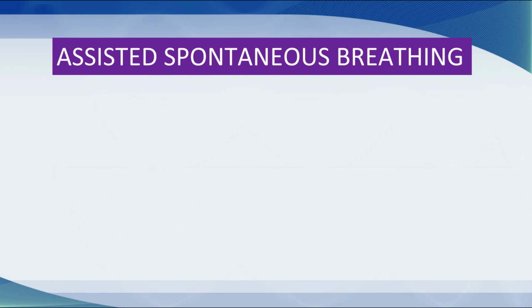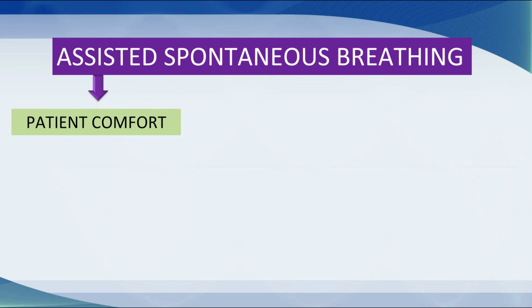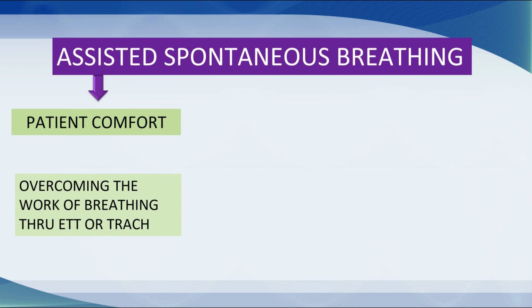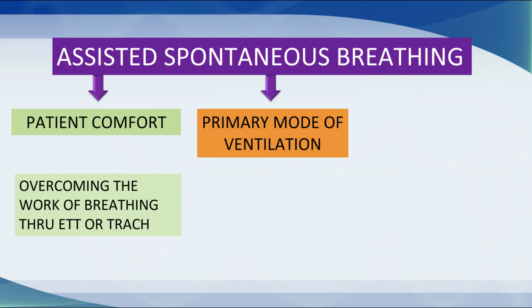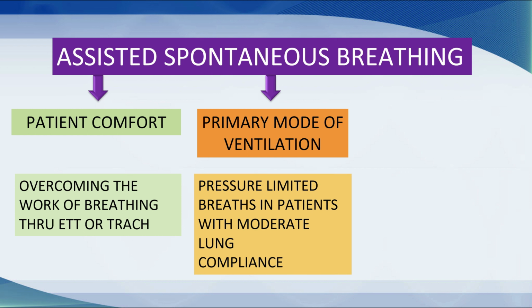When we look at assisted spontaneous breathing, we need to think about what we're trying to achieve. Firstly, we're trying to achieve patient comfort, overcoming the work of breathing through the endotracheal tube or tracheostomy. We may be using it as our primary mode of ventilation, in which case pressure-limited ventilation is given to the patient with mild to moderate lung compliance problems.